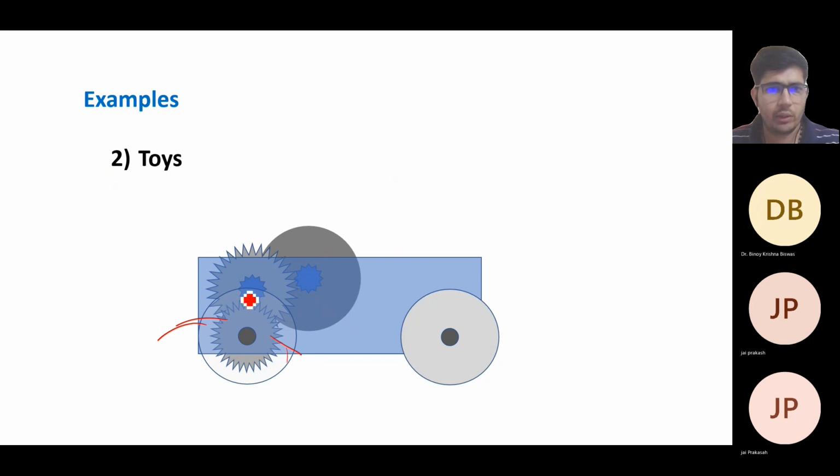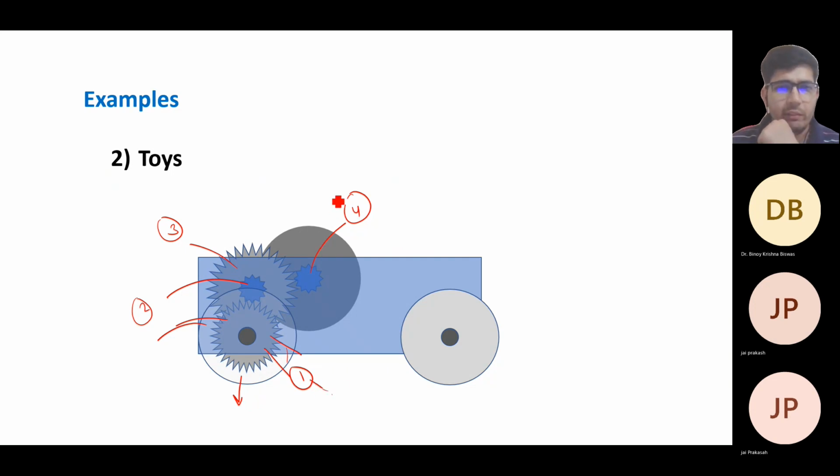Suppose this is gear number 1. Gear number 1 is connected to gear number 2, gear number 2 is connected with gear number 3, and gear number 3 is connected with gear number 4. Your rear wheel is connected with gear number 1, and the flywheel is connected with gear number 4. So the rotation of the wheel gives the RPM to gear 1, and that RPM is transmitted to the flywheel through gears 2, 3, and 4.